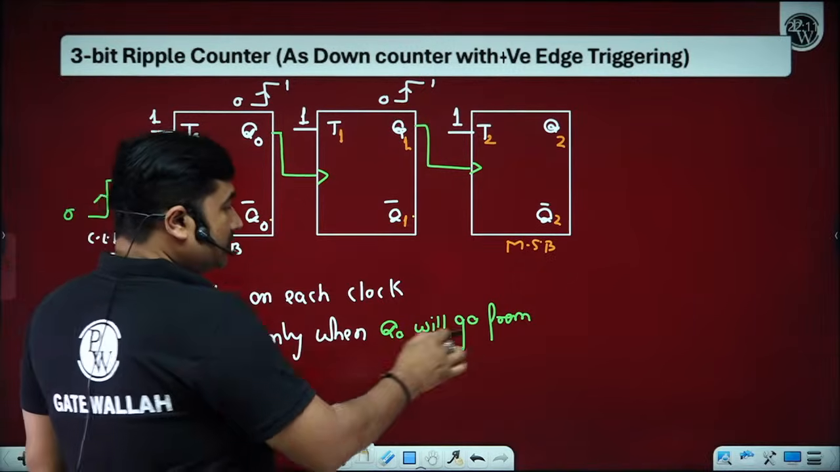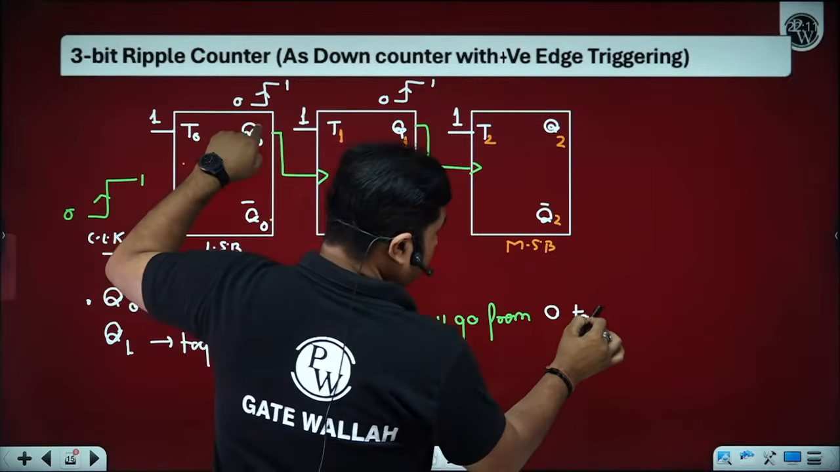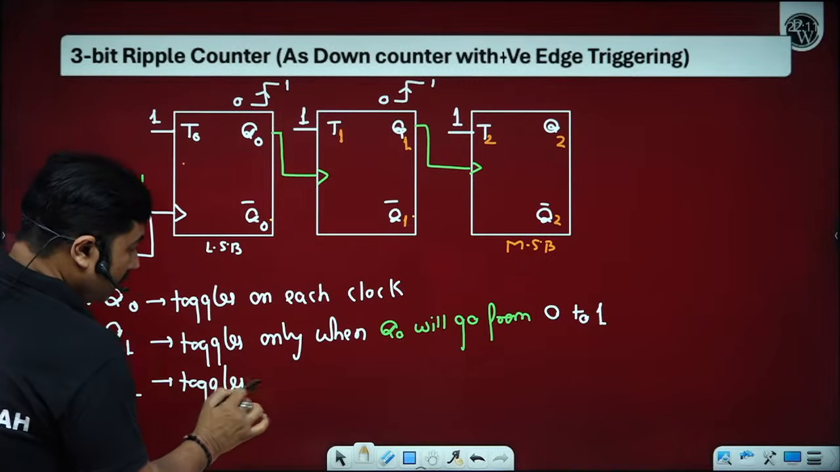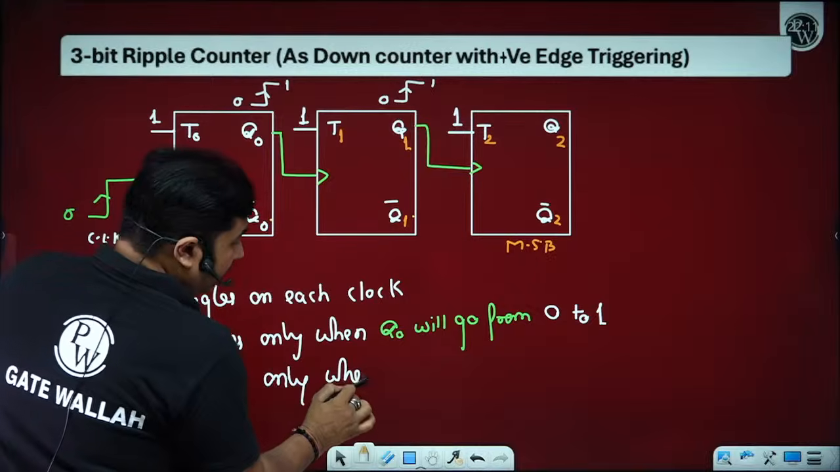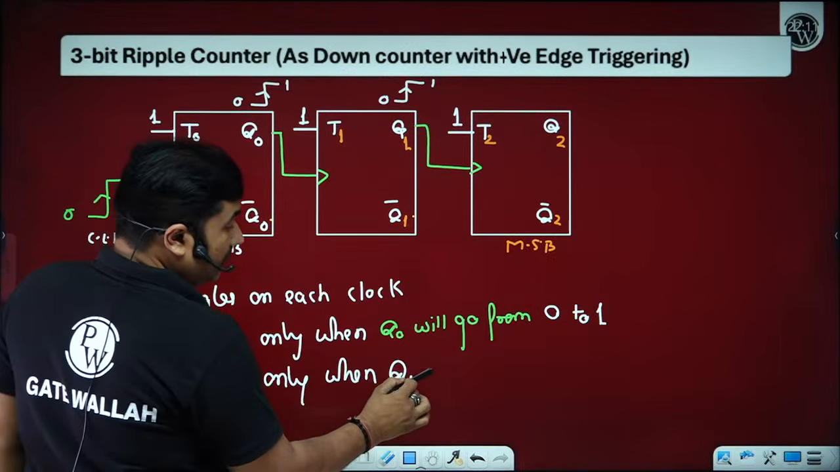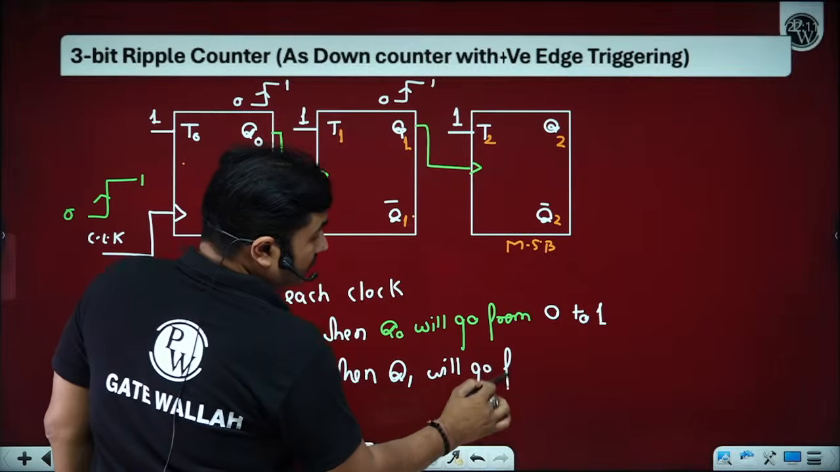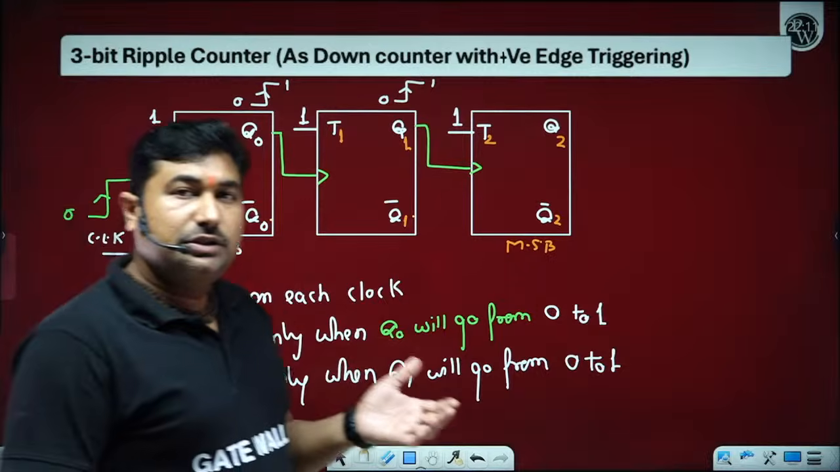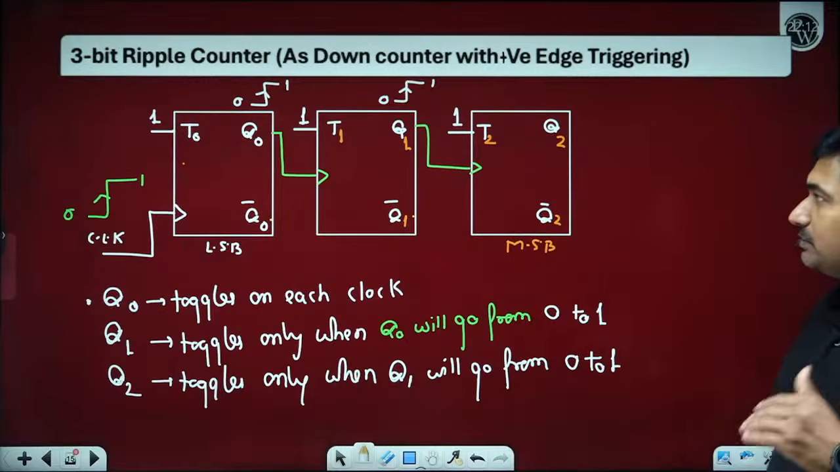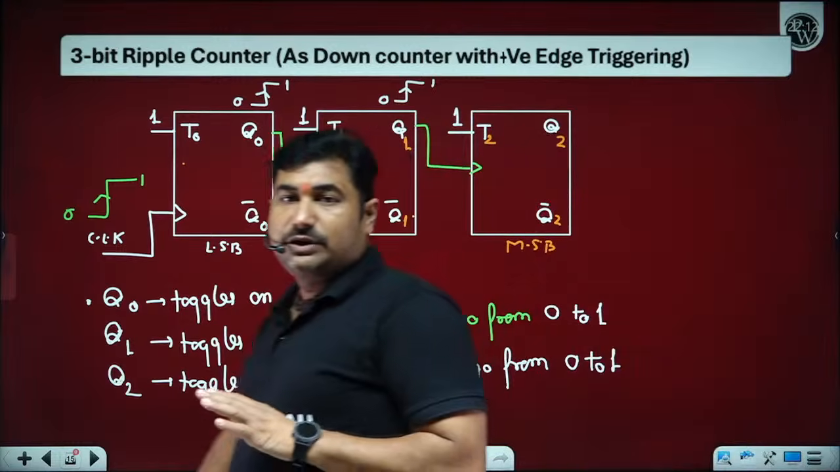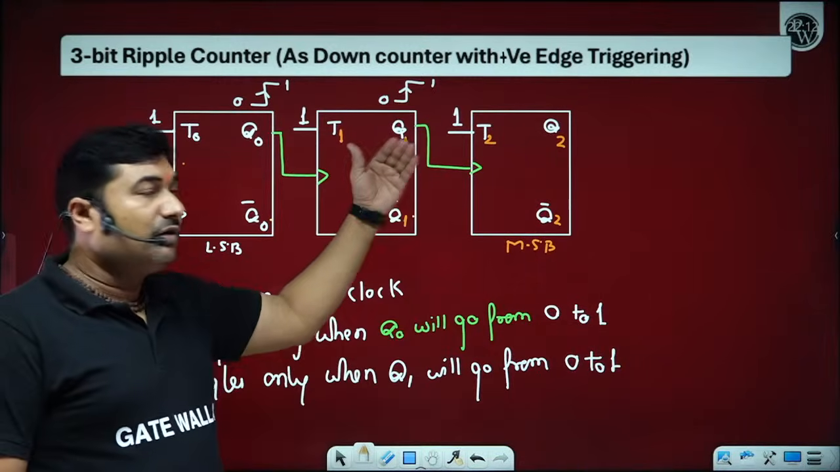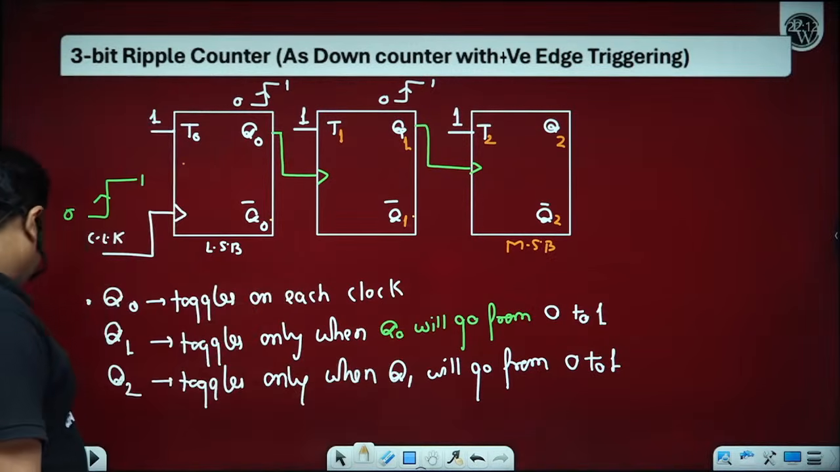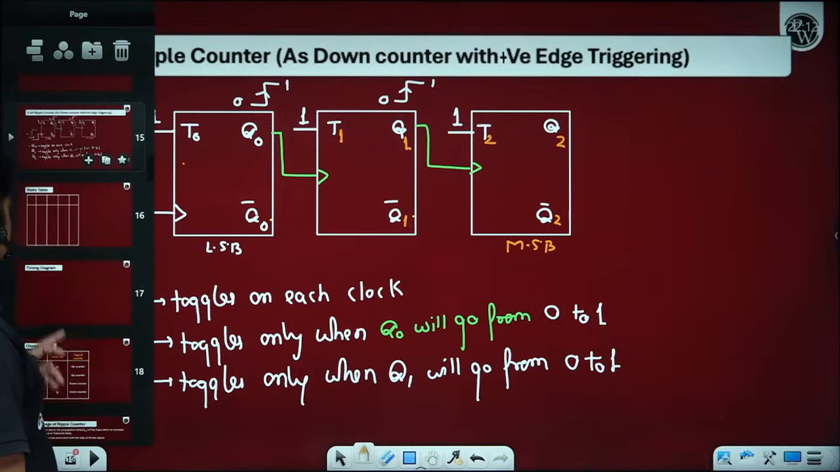Toggle only when Q0 will go from 0 to 1. In the same way, Q2 toggles only when Q1 will go from 0 to 1. So now you know that when both Q0 and Q1 go from 0 to 1, the other two flip-flops are going to be toggled because they already have T equal to 1. They are only waiting for a clock. As soon as the clock appears, the output gets toggled. Is it okay? Yes, sir.